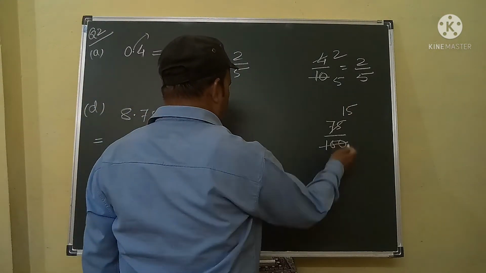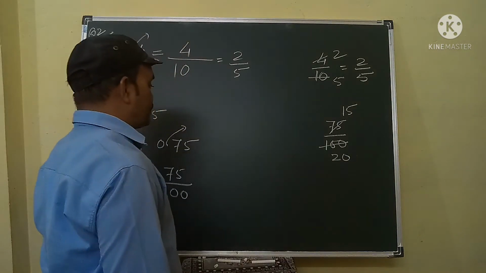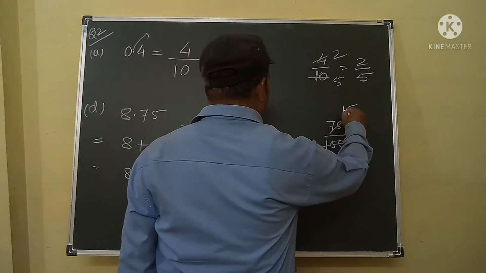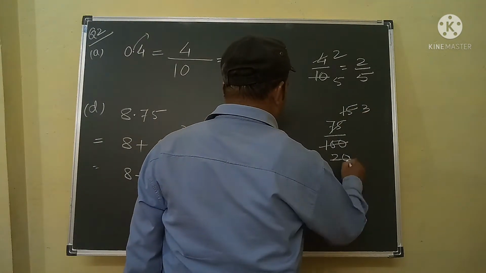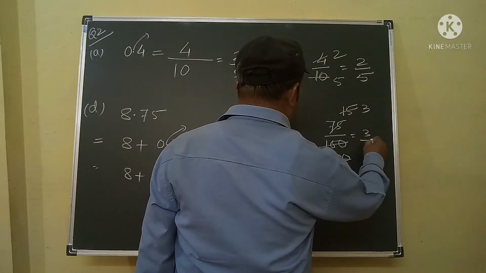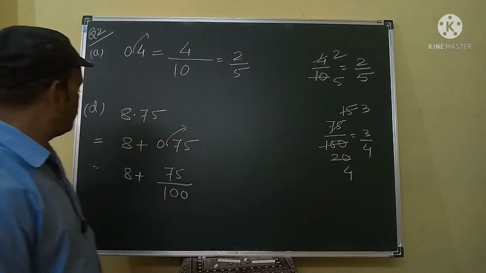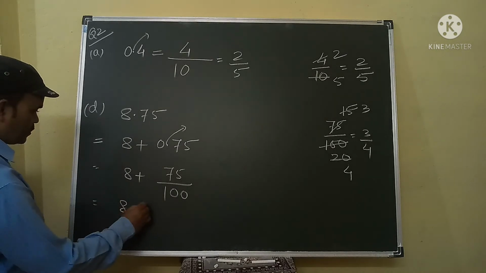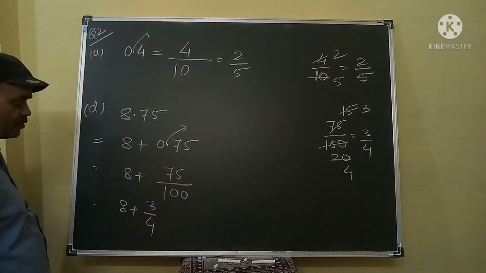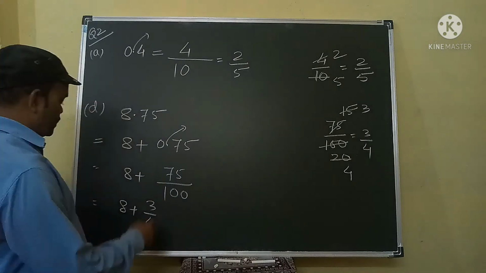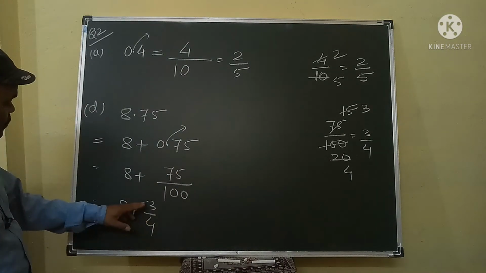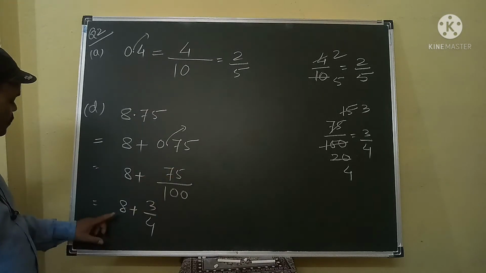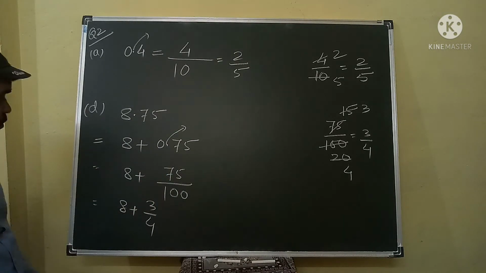Then this is 15 and this is 20. Both numbers are divisible by 5. 5 3s are 15, 5 4s are 20. So 3 upon 4. That means 75 upon 100 is equal to 3 upon 4. So this number is equal to 8 plus 3 upon 4.